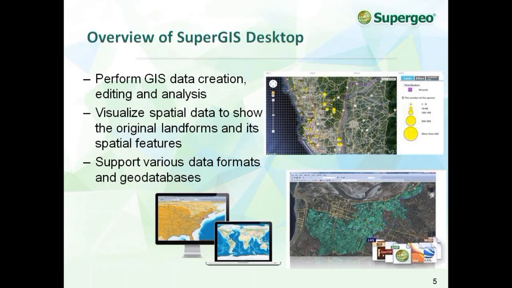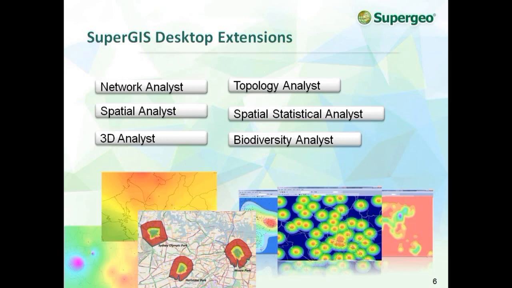SuperGIS Desktop supports all commonly used GIS formats like shapefile, KML, DXF, and so on. Users of SuperGIS Desktop can also read and write data in geodatabases like Microsoft SQL, Oracle Spatial, or PostgreSQL. In addition, there are also 6 extensions that can extend the capability of SuperGIS Desktop, which can help you to create a 3D environment and do many advanced analyses on spatial data like network analysis or spatial analysis. All these extensions can help you to find out more spatial relations and make smarter decisions.